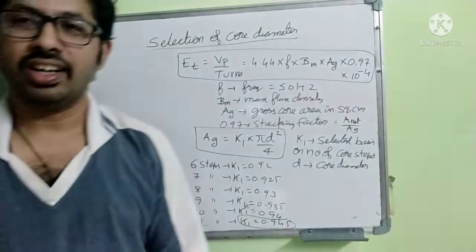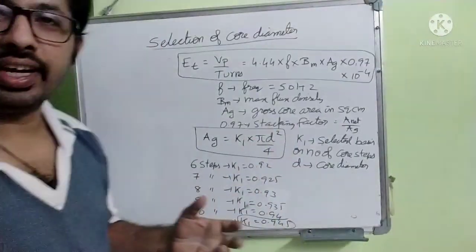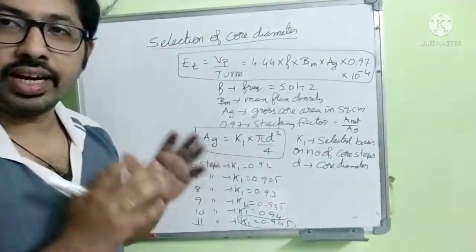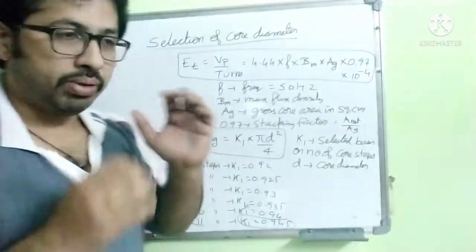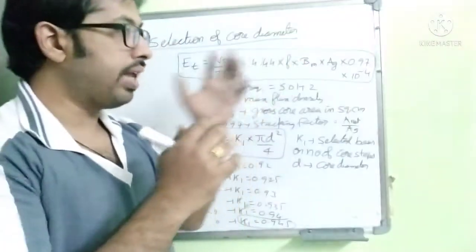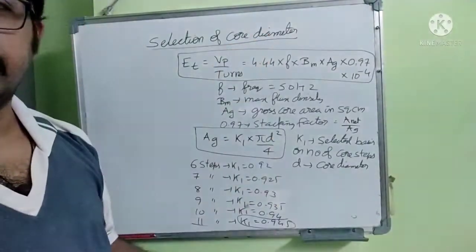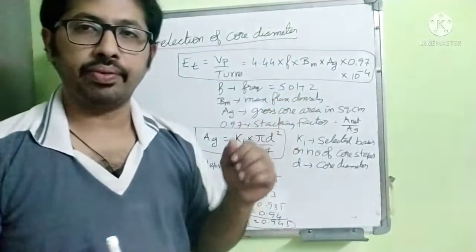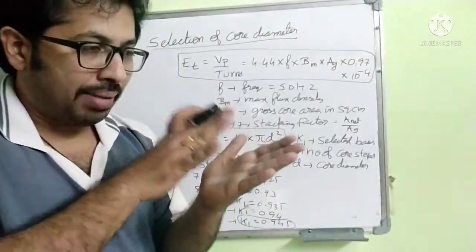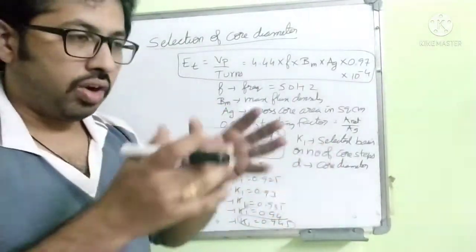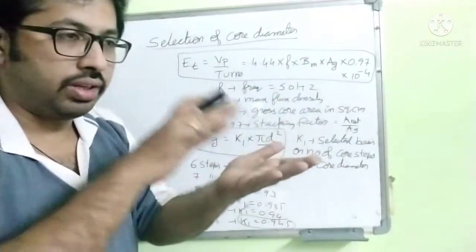Hello friends, today we have to design the core diameter of a 100 kVA transformer. This is our aim. Before designing the core diameter, you have to know some basics. The transformer core is made up of laminations. It is not a solid core; it is built from laminations.